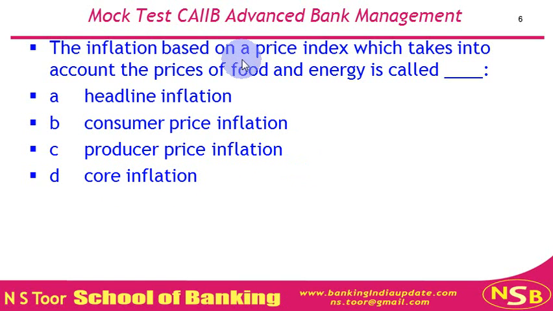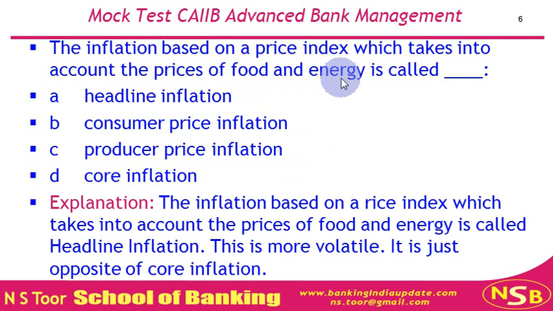Friends, when inflation is based on a price index which takes into account prices of food and energy, it is called headline inflation. When it does not take this into account, then it is called core inflation. Hence our answer is A. Headline inflation is more volatile and it is just the opposite of core inflation.